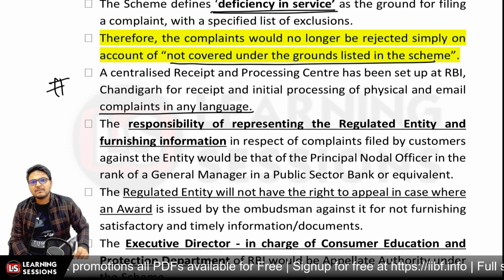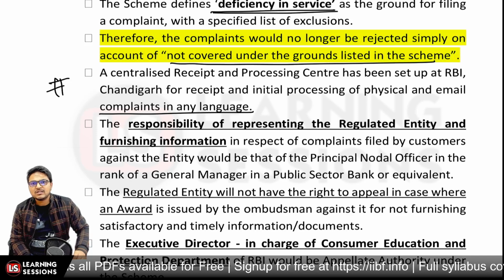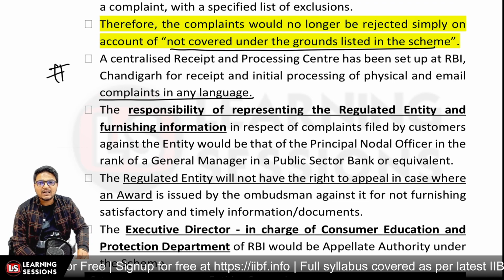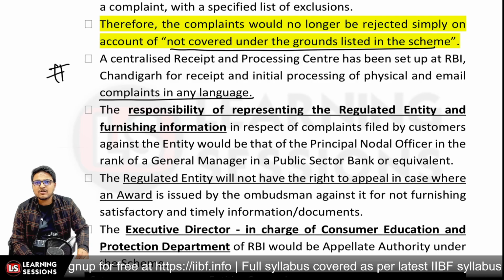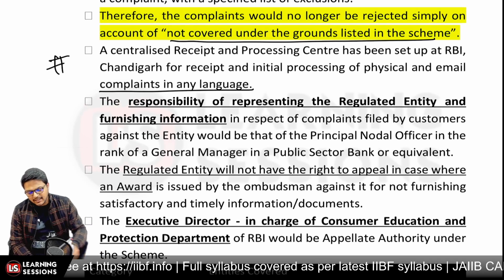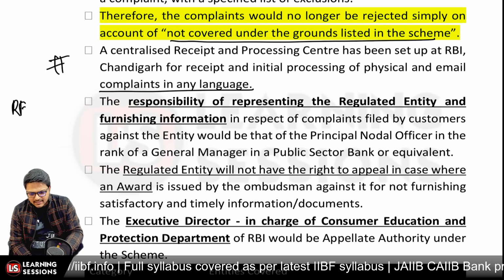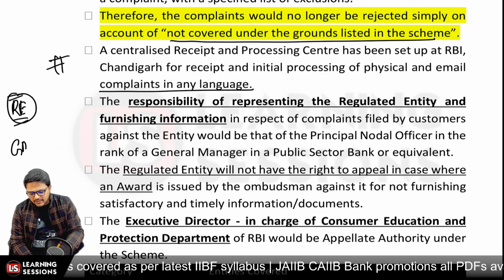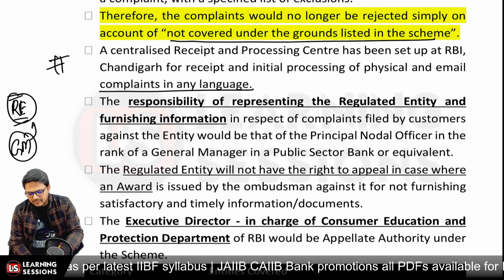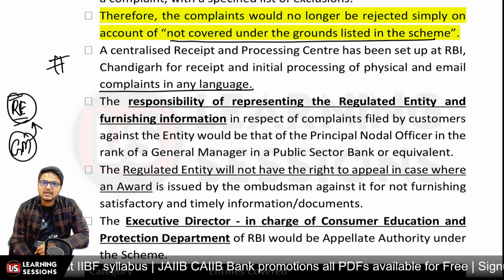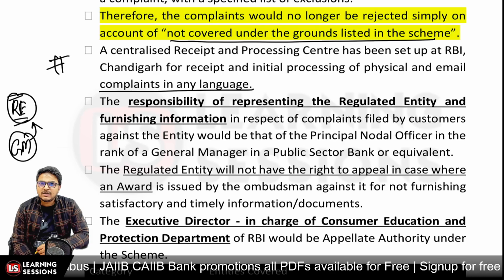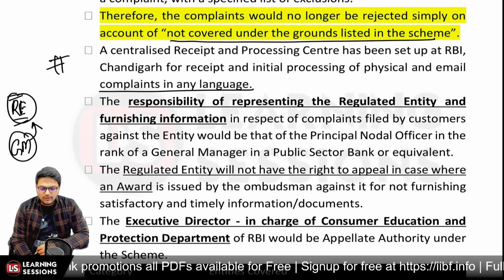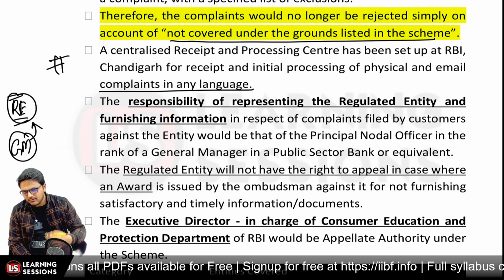The responsibility of representing the regulated entity and furnishing information in respect of complaints filed by customers against the entity would be with the principal nodal officer in the rank of General Manager. What does it indicate? If the regulated entity, let's say a bank or NBFC, is to be represented, a person of the rank of GM will represent it, particularly the principal nodal officer. And the regulated entity will not have the right to appeal. In what cases?